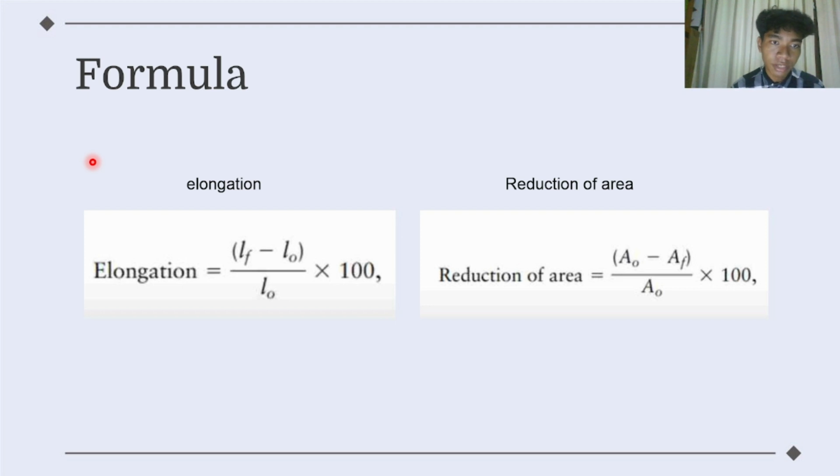The elongation equal to LF minus LO divided by LO times 100, which LF is the final length and the LO is the original length. And in reduction of area, there is AO minus AF per AO times 100, which AO is the original area minus AF is the final area divided by AO original area times 100.